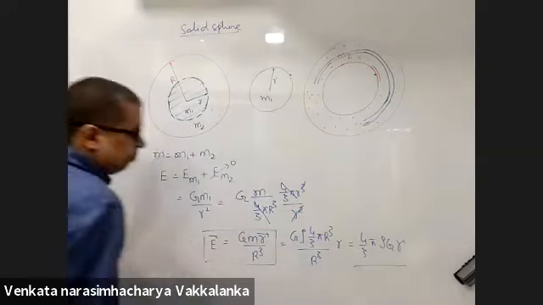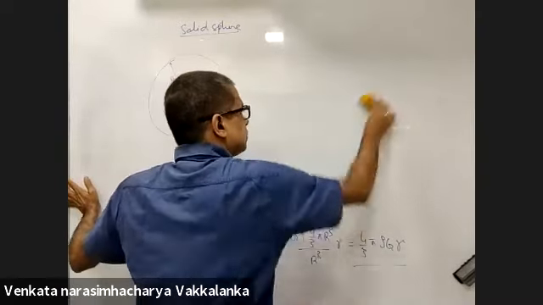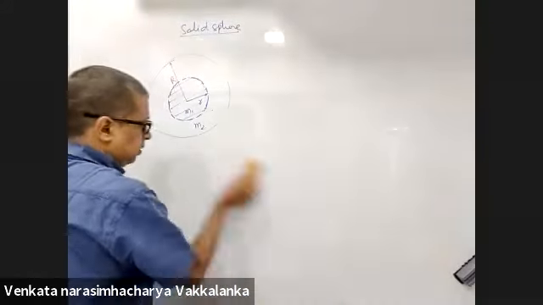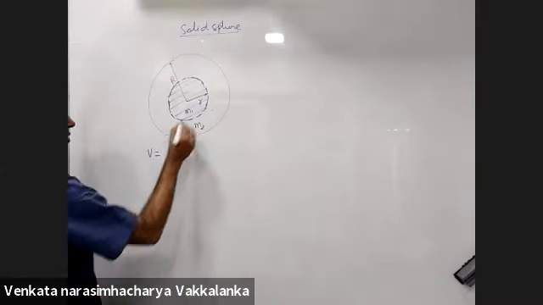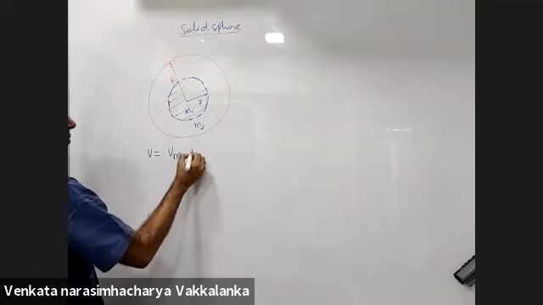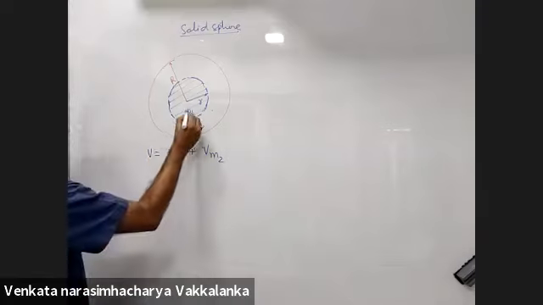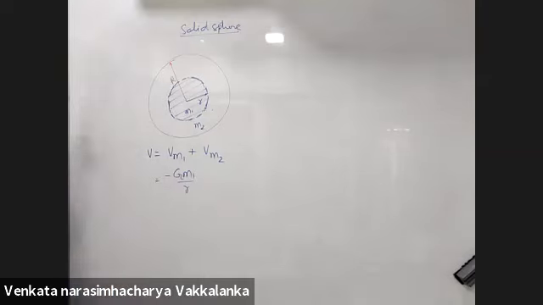Now listen. How will you calculate the potential inside a solid sphere? This is the tricky part. Now, potential inside a solid sphere will be potential because of M1 plus potential because of M2. Agreed? Yes, sir. Potential due to M1 will be minus G M1 by small r, on the surface of M1.